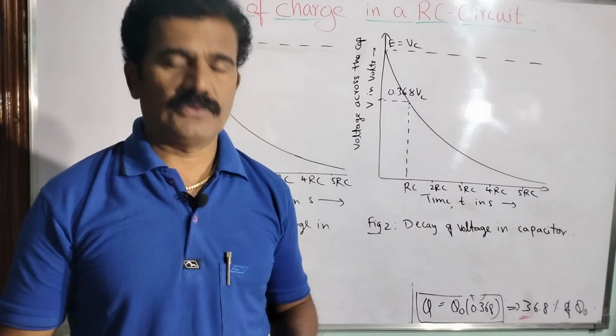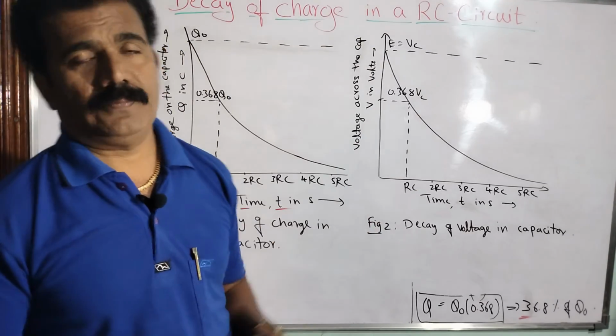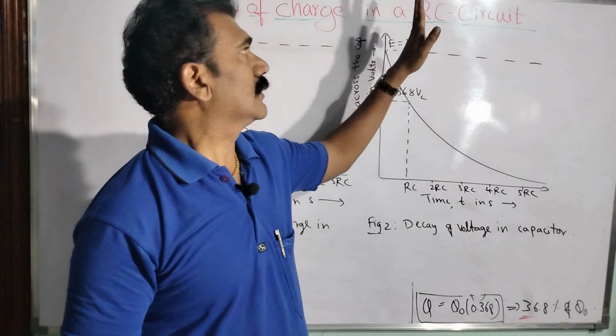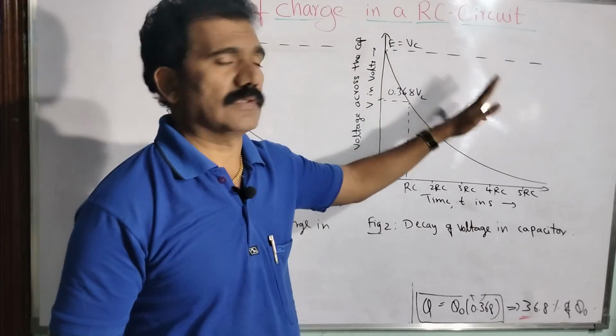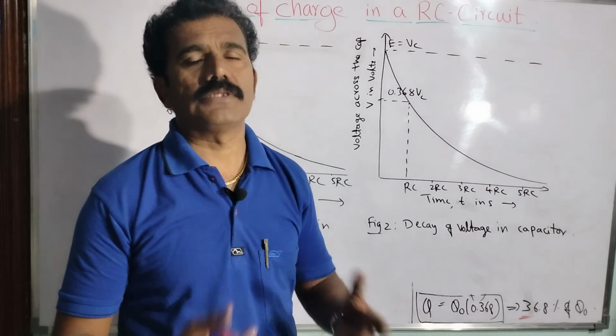I will see you in the next video with RLC, that means all the components, inductor, resistor and capacitor, are present in the circuit. Then we will see how the decay takes place in the RLC circuit.